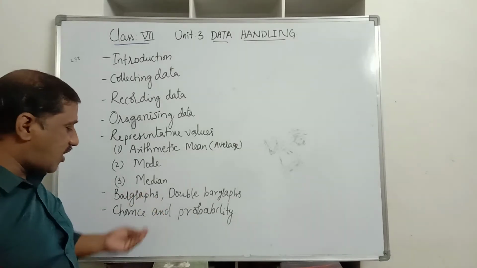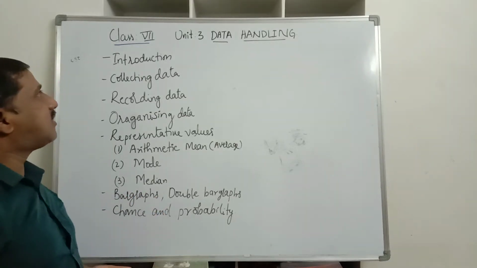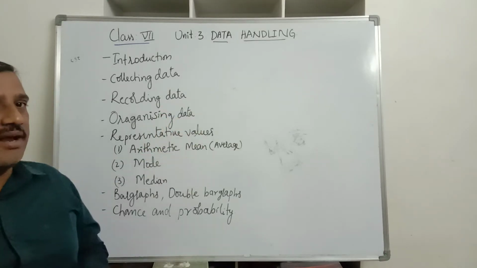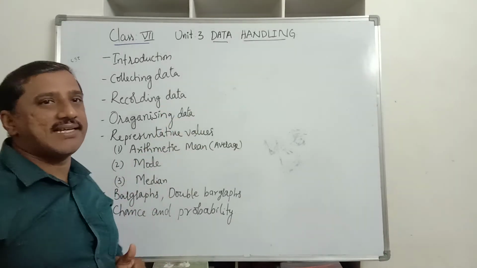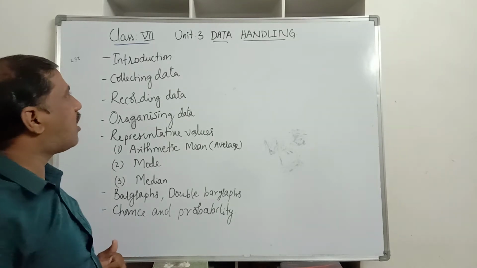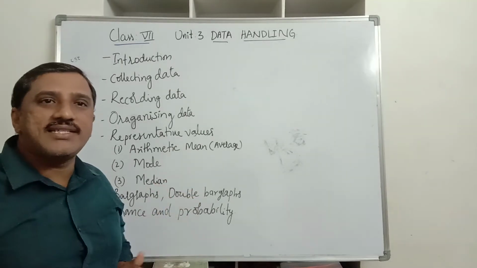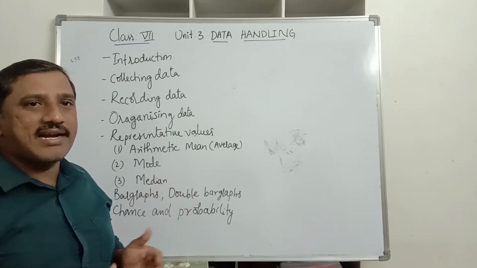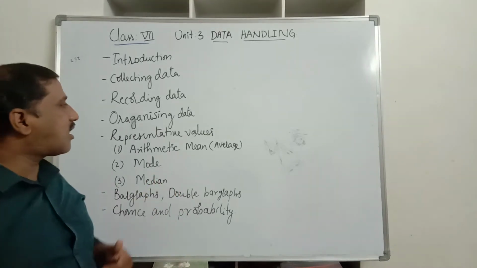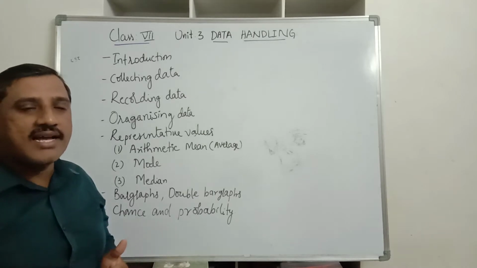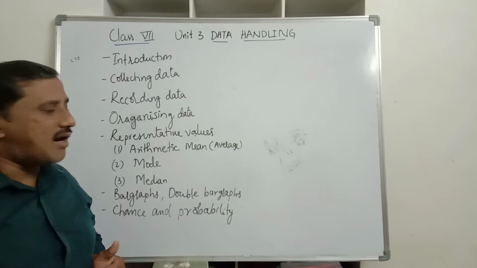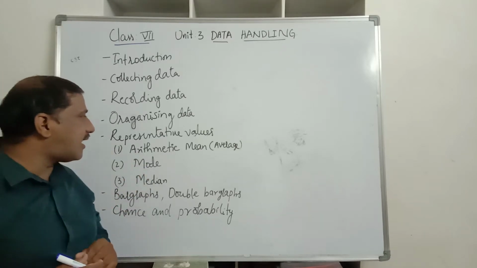Today we are going to introduce a new chapter, that is Unit 3, Data Handling. Already you are familiar with this data handling in class 6, even in class 5 and 4 also. So in class 6 we have discussed what is data, collecting data, recording data, organization of data, that is organizing the data in the form of a table, that is with the tally marks. All we discussed in the 6th standard.